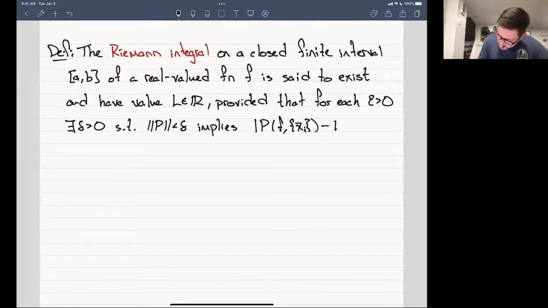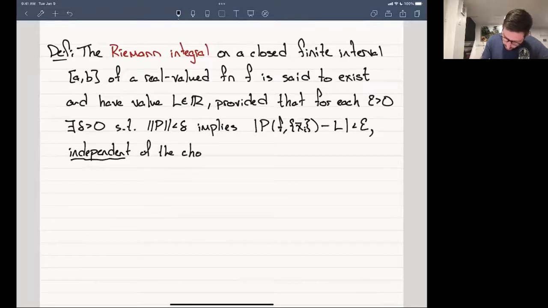So this is a very, very new form of convergence. And we also need to put this in. This is independent, let's underline that just to emphasize it, of the choice of partition.